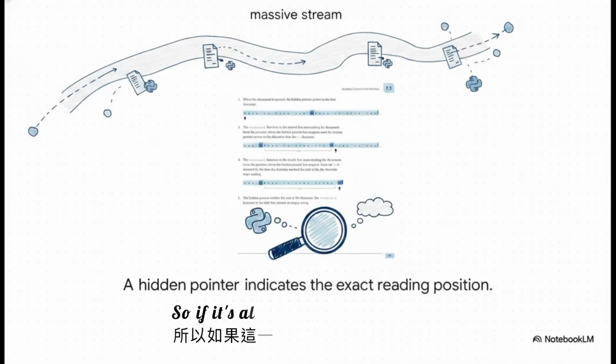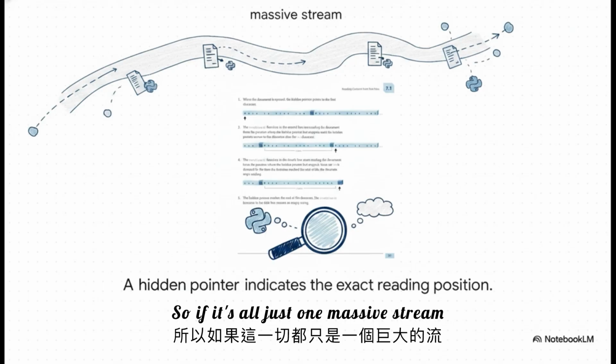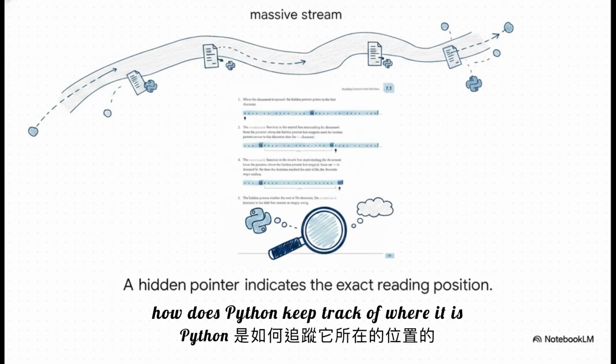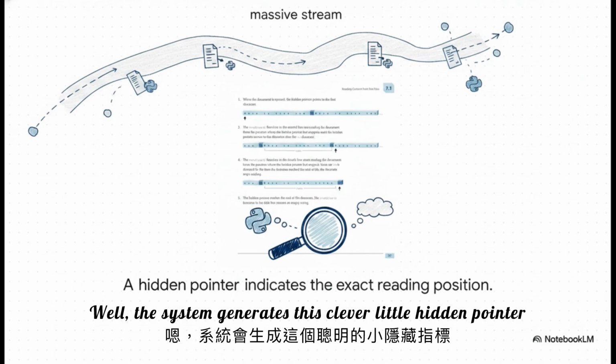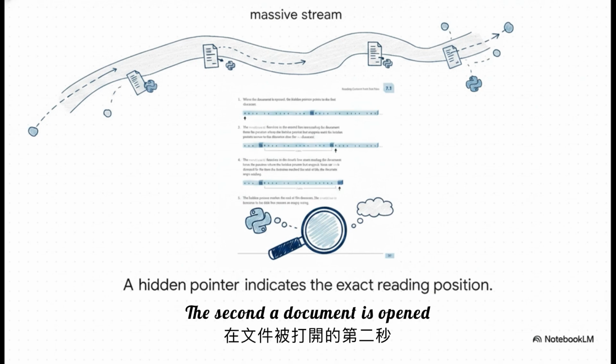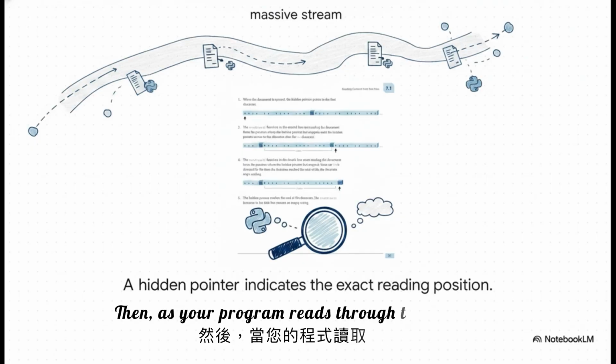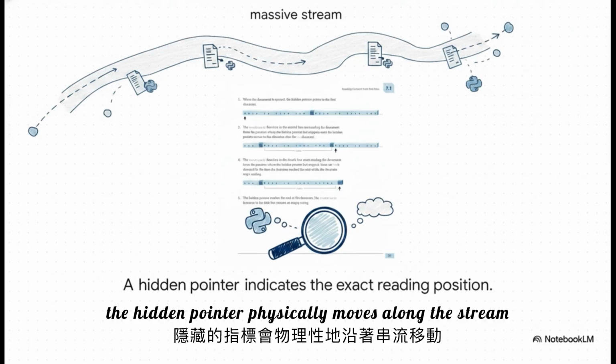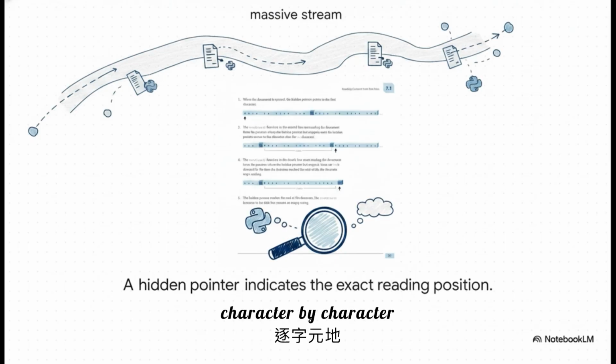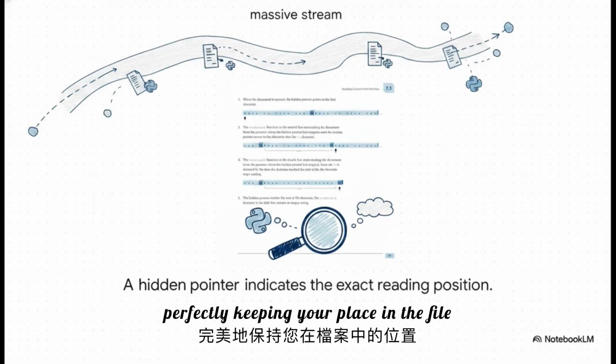So, if it's all just one massive stream, how does Python keep track of where it is? Well, the system generates this clever little hidden pointer. The second a document is opened, that pointer drops in at the very first character. Then, as your program reads through the document, the hidden pointer physically moves along the stream, character by character, perfectly keeping your place in the file.